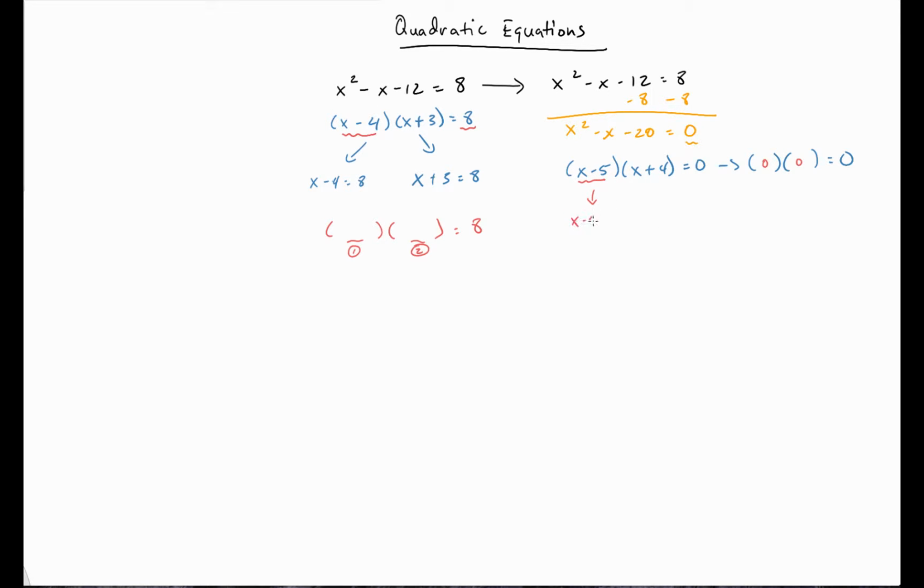So that's why we can now say, hey, you know what? If x minus 5 is 0, then I don't care what x plus 4 is, because 0 times anything is 0. And if x plus 4 equals 0, then I don't care what x minus 5 is, because anything times 0 is 0. And if we can find that, then we're good to go.